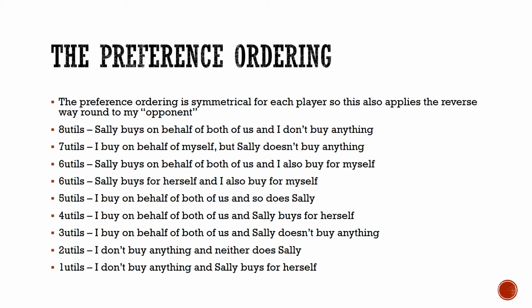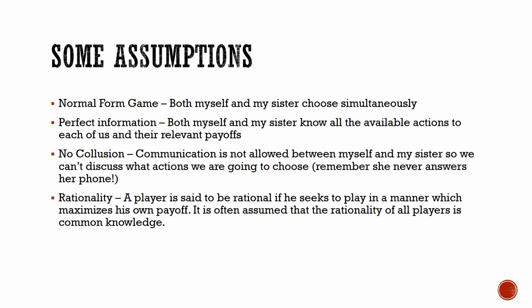This is the preference ordering, and this is for me, but preference ordering is symmetrical, so it also applies to my sister. So the highest utility gained is when Sally buys on behalf of both of us and I don't have to buy anything, and the lowest utility gained is when I don't buy anything but my sister just buys for herself.